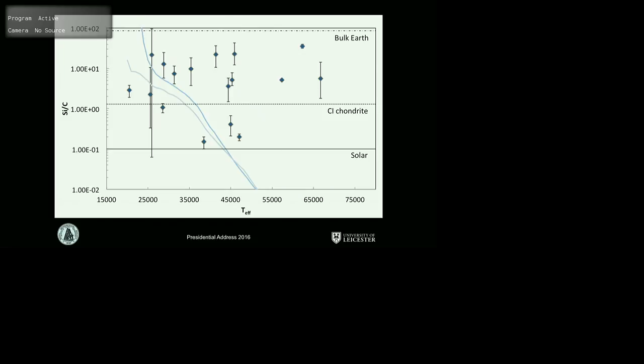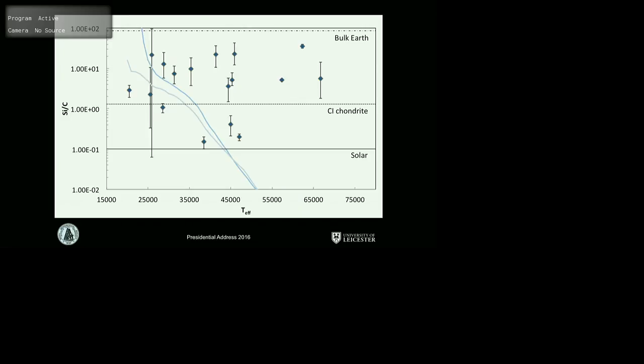So the horizontal lines give you the abundance ratio for a solar mixture, for a CI chondrite, and for the bulk earth. And the majority of measurements that we get sit between the chondrite and the bulk earth abundance. The curves again are the radiative levitation predictions, just to show you where the space ought to be occupied. And again, there's a pretty complete anti-correlation between that theory and the observations.